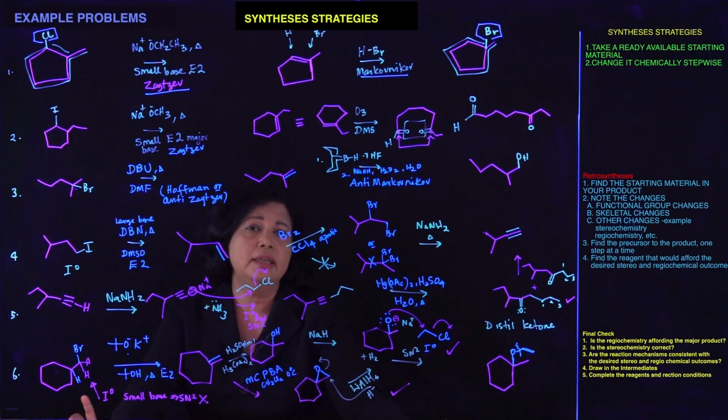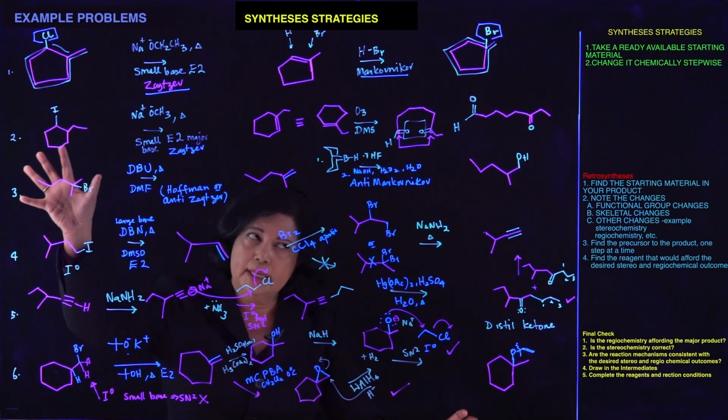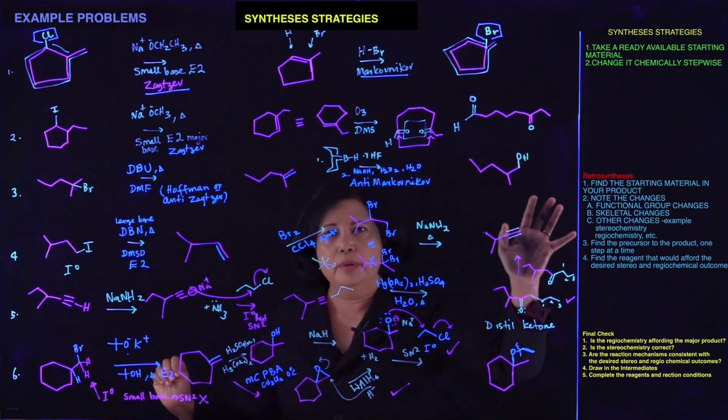You may have lots of alternate pathways. Choose the one with the fewer steps. Choose the one with a higher yield. Choose the one that's cleaner with less side products. All of this is going to give you a really nice, expedient way of transforming a certain molecule into a totally different molecule.